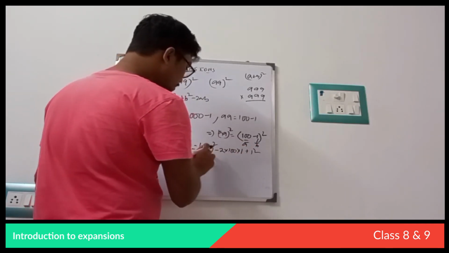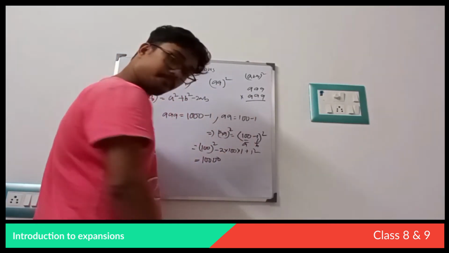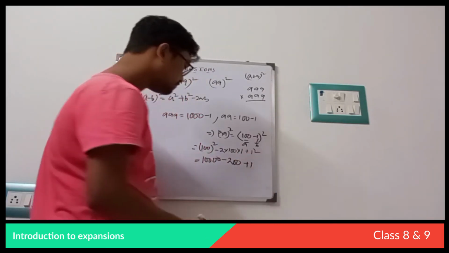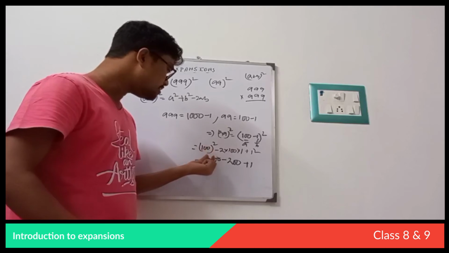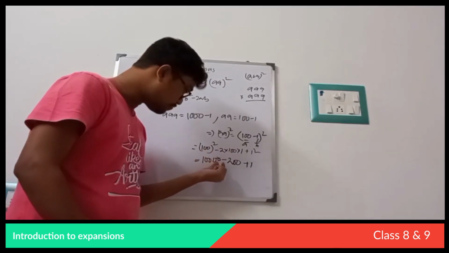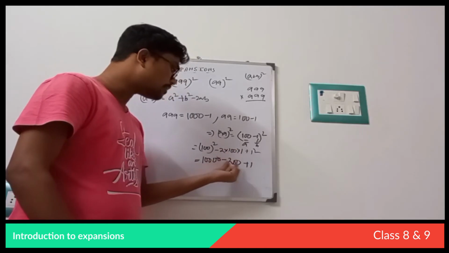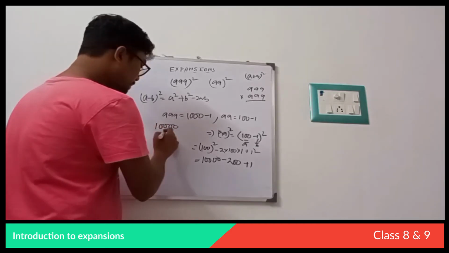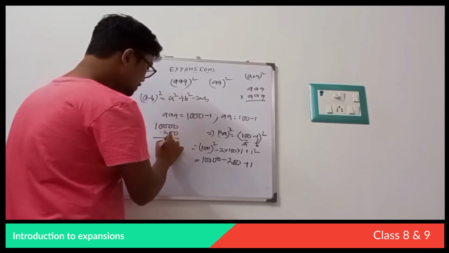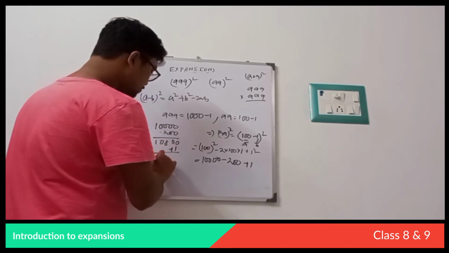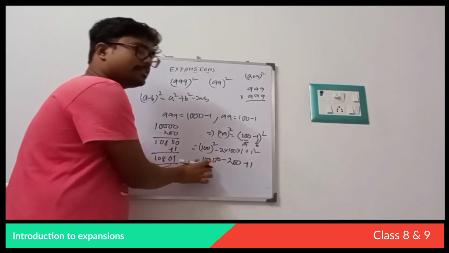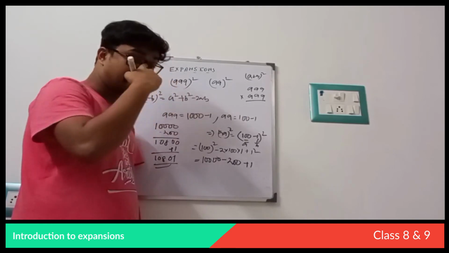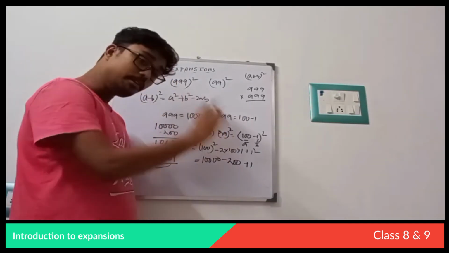100 square is 10,000, minus 2 into 100 into 1, that is 200, plus 1. So 10,000 minus 200, what will we get? 9800, and we add 1, 9801. So this is a very easy formula, but doing 99 into 99 will be difficult, it will take time and it may be wrong. But if you apply this formula, we will never be wrong.